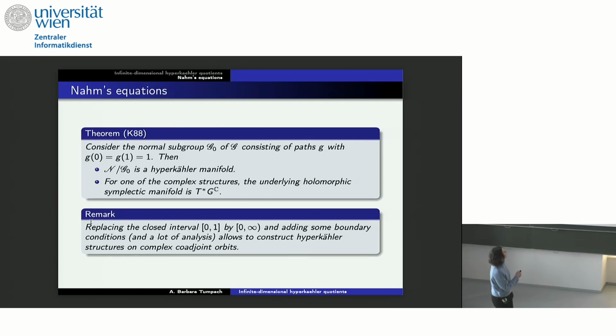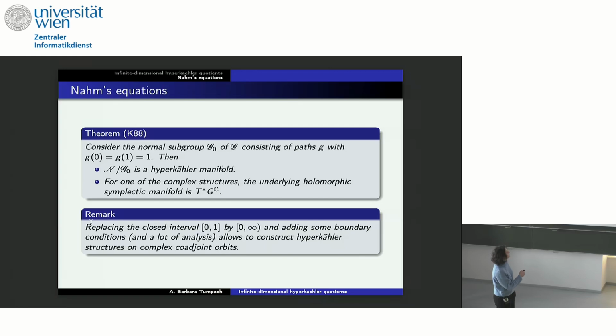So the theorem by Kronheimer is the following. If you consider the normal subgroup G0 consisting of paths with prescribed value at 0 and 1, so starting from the identity, then you can perform the quotient of the space of solutions of Nahm's equation by this group, and this is a hyperkaehler manifold. And the hyperkaehler structure here comes from the fact that you start with four maps, A0 to A3. So you use the natural hyperkaehler structure of R4 in this context.